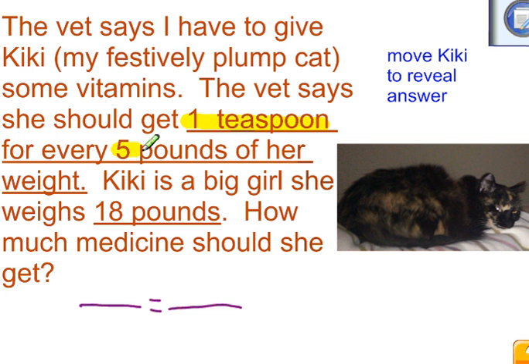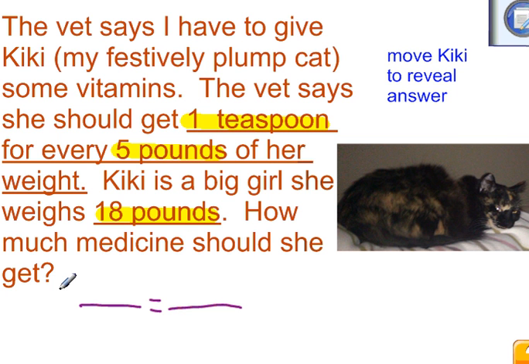I have 1 teaspoon, 5 pounds, and 18 pounds. So hopefully what you've noticed in these numbers that I've highlighted is that I've got 3 numbers and 4 empty spaces, which will leave me with 1 left over. And these 3 numbers have 2 different units. I'm talking about teaspoons of medicine and pounds of how much my cat weighs.